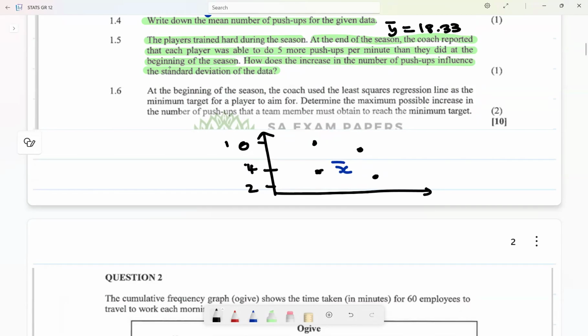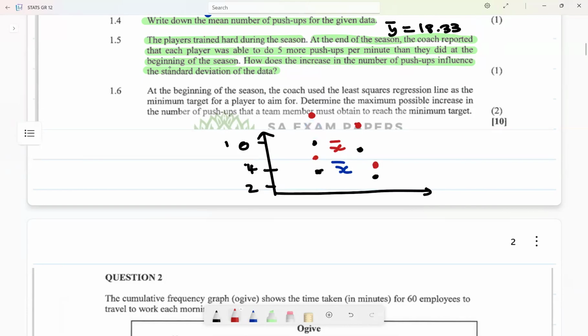The original one is here. And then they tell you that at the end of the season, each player was able to do 5 more push-ups per minute than at the beginning of the season. So if they did 5 more push-ups, each and every point on my graph will move by 5. So now my new points will be somewhere here, this will be my mean, and my points somewhere here.